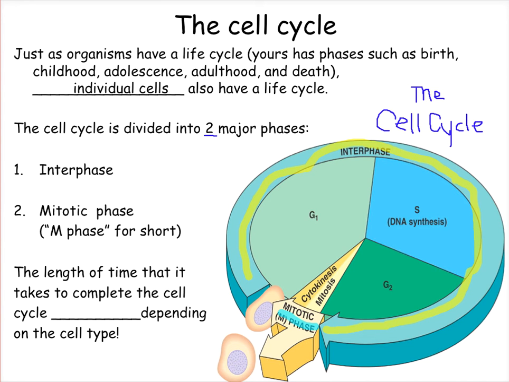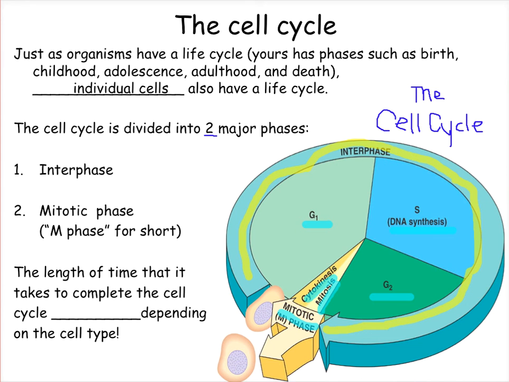Okay, you will see if you look at this picture that both interphase and M phase are further divided into smaller parts. Interphase is divided into G1, S, and G2. And then mitotic phase is divided into the parts mitosis and cytokinesis. And we will address those in more detail on the upcoming slides.